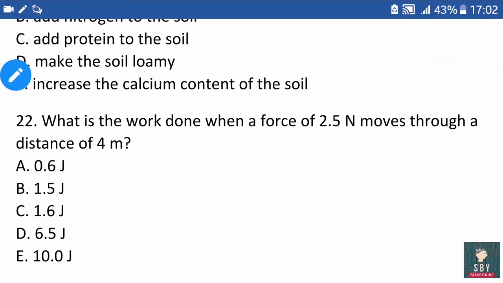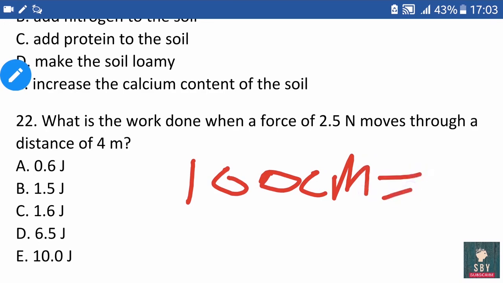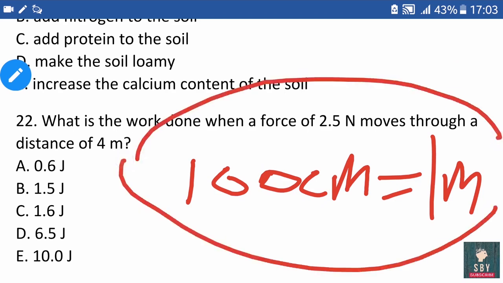So 100 centimeters is equal to 1 meter. So if 100 centimeters equals 1 meter, this is the ratio you need. So if you have this, you know how to do your conversion.